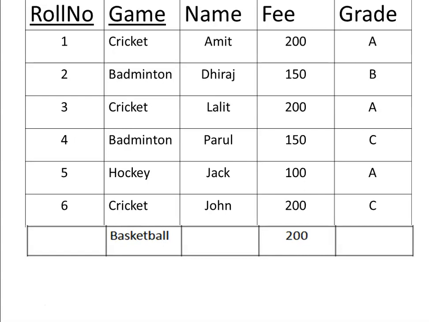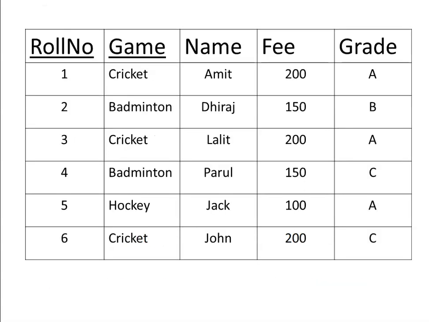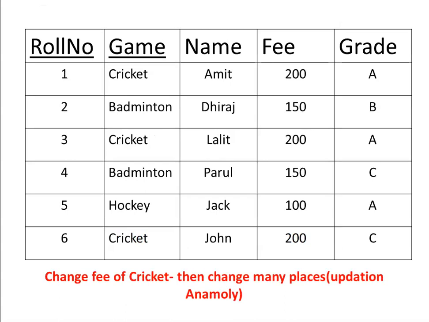And if it is suffering from these two anomalies, it is very obvious that it is suffering from the updation anomaly also. Suppose you want to update the fee of a student. Maybe you want to update the fee of cricket from 200 to 300. So you have to update all the tuples wherever cricket is mentioned. So this particular table also suffers from updation anomaly.